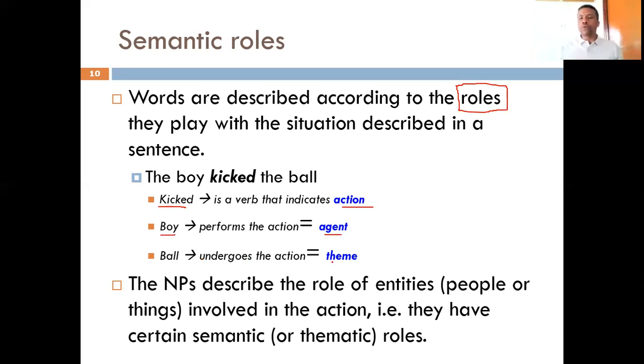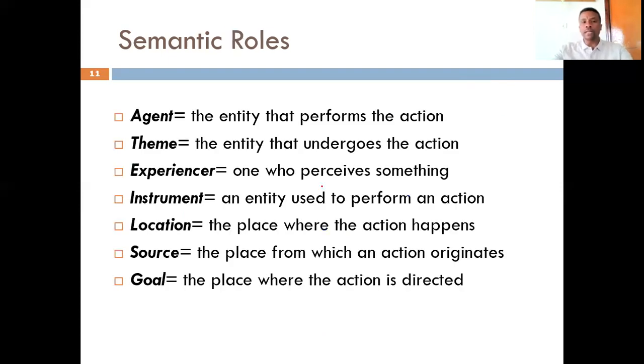So the kind of role that a word plays in a sentence is also important to identify a semantic property of it. A noun phrase describes the role of an entity, a person or a thing involved in the action, and they have a certain semantic or thematic role. So these are some of the semantic roles that we have. We have agent, which performs an action.